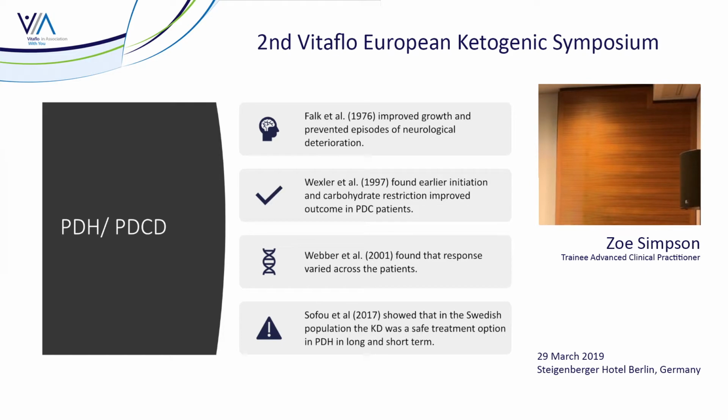Weber found that the response to ketogenic diet varied, and that was across the literature that they reviewed. And Sufol was a Swedish population review, and they found that it was a safe treatment option and the benefits were seen related to ketosis. And it depended on the genetic defect that was found within the PDH.